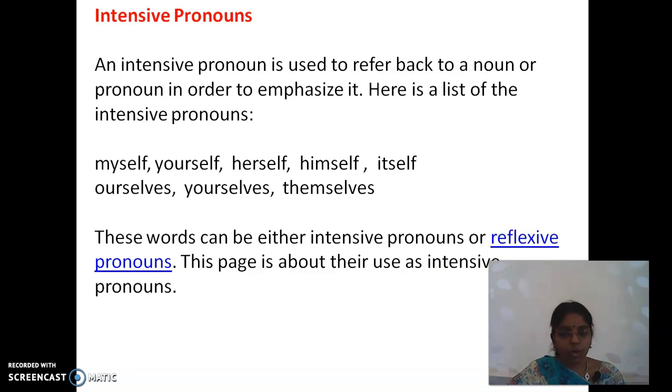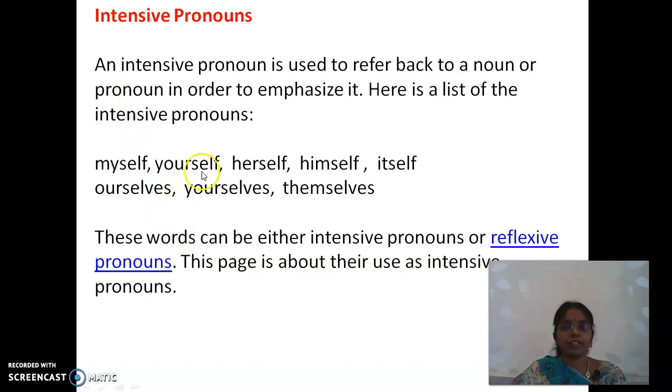Ma'am taught me reflexive pronoun, so I am writing. If I am asking you to underline intensive pronoun or I am giving you emphatic pronoun, then all these three names represent the same reflexive pronoun. Children, intensive pronouns, reflexive pronouns, emphatic pronouns: three names for only one pronoun, the same pronoun, okay?